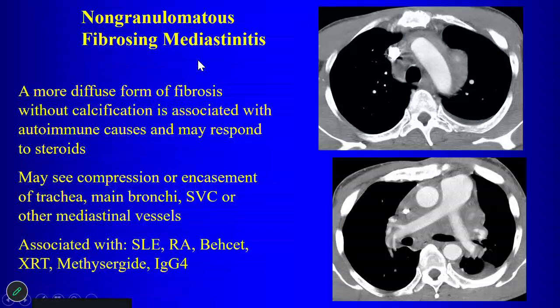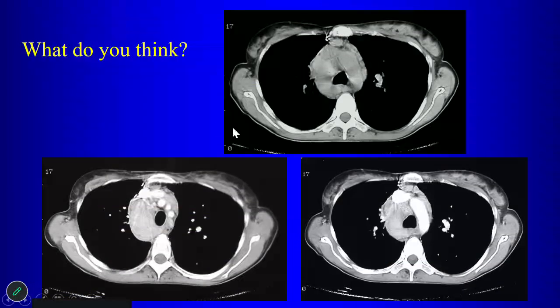So the non-granulomatous form, more diffuse, we don't see calcifications. It infiltrates the mediastinum, causing narrowing of vessels. The differential is lymphoma, so this will require biopsy to differentiate that from lymphoma. And these are the associations for non-granulomatous fibrosing mediastinitis.